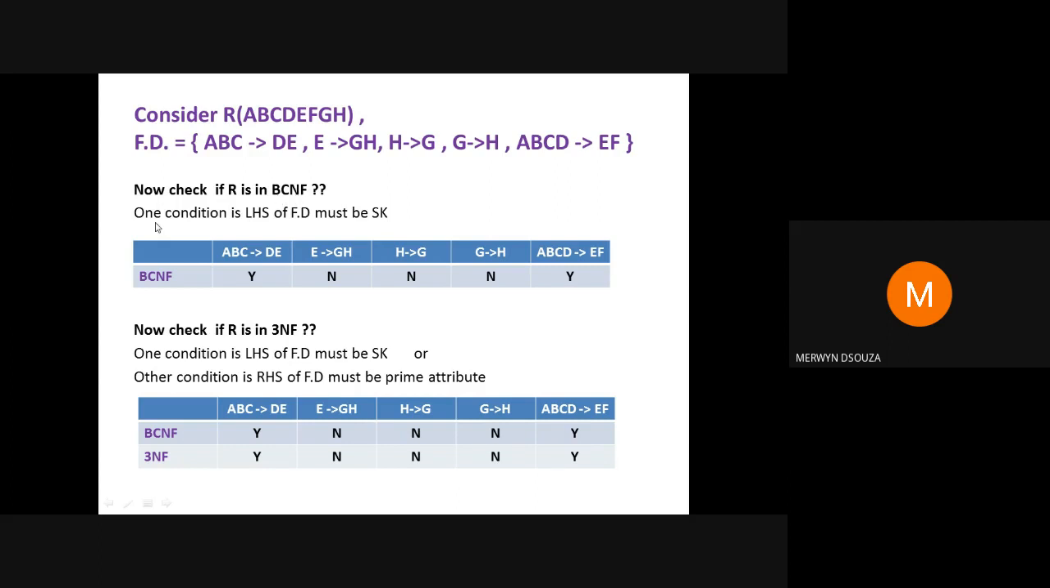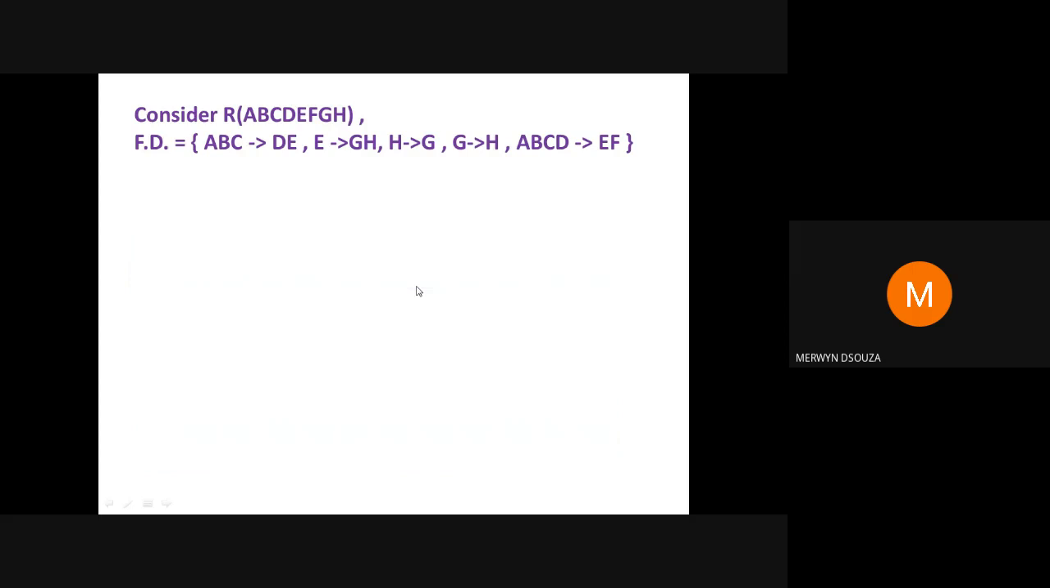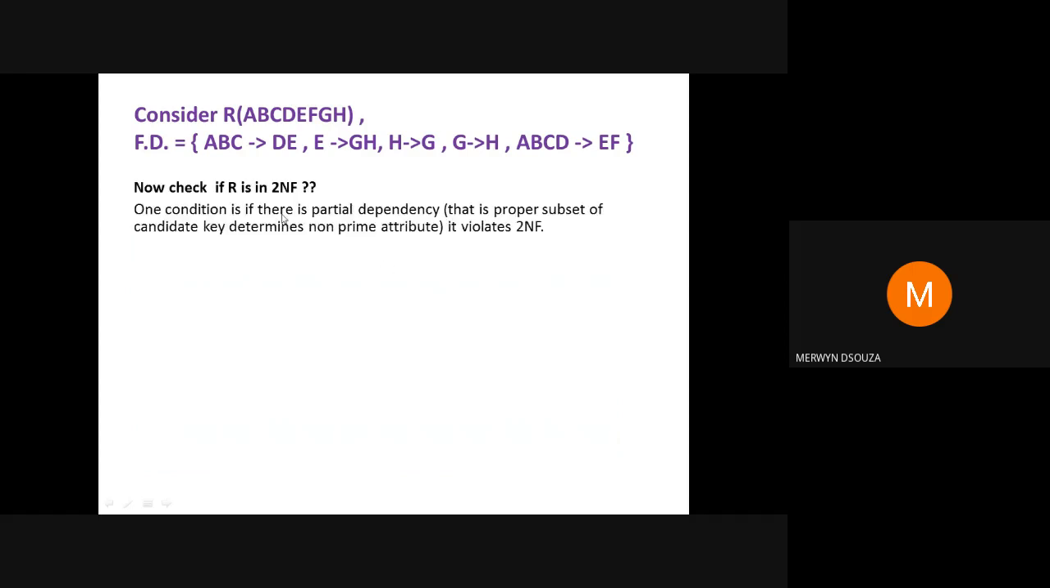For BCNF, this condition is also there, and some other condition like it should be in 3NF. I'm not writing the entire definitions there, so please note that. Here we are checking whether there is partial dependency. If there is partial dependency, then we will claim that it violates 2NF.